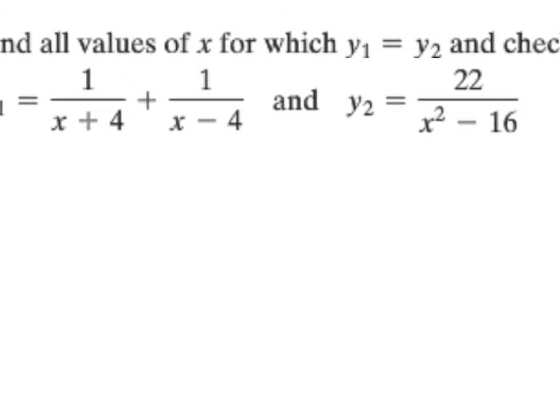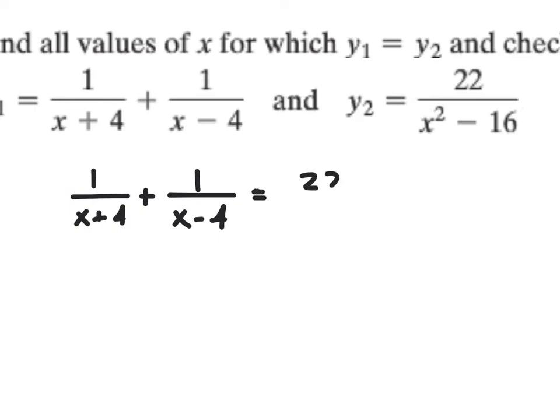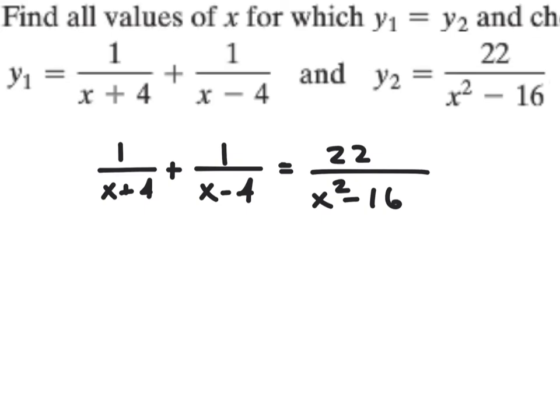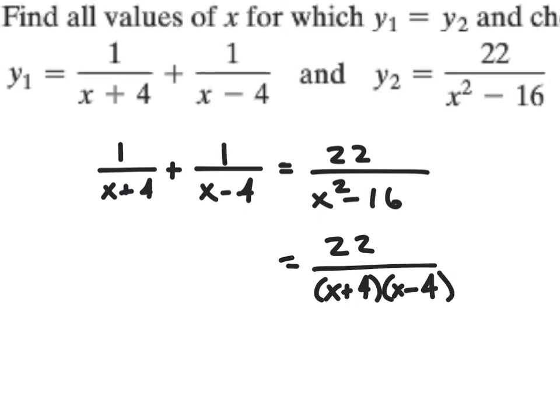All right, so I'm going to set up this equation here, 1 over x plus 4 plus 1 over x minus 4, and that's going to equal 22 over x squared minus 16. Now, what I'm realizing from this is that x squared minus 16 is a difference of squares. So this can factor to x plus 4 times x minus 4. All right. So then I'm going to rewrite this over here, 1 over x plus 4 plus 1 over x minus 4.